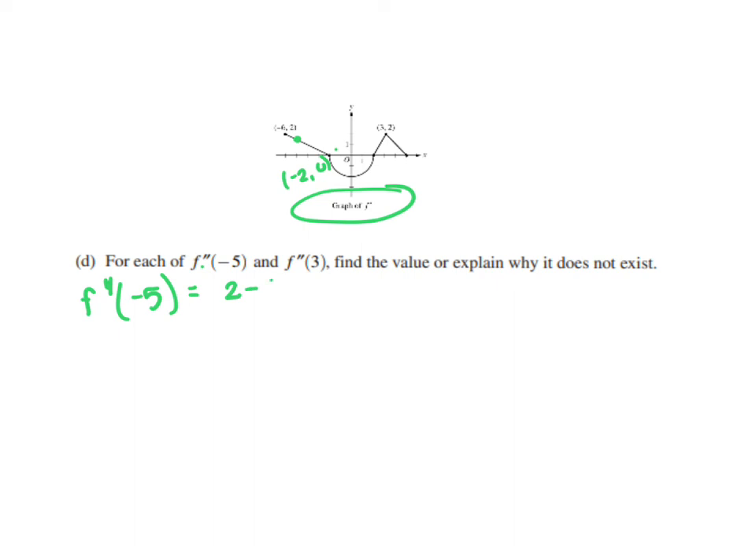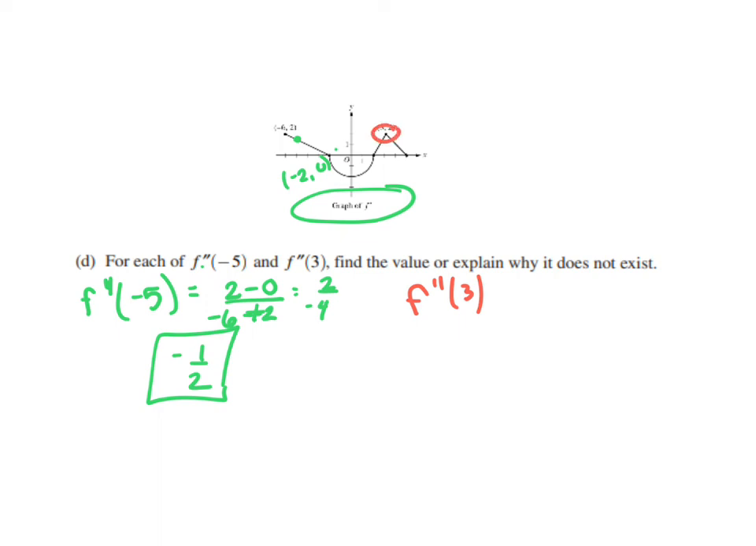I'm going to say that's 2 minus 0 all over -6 minus -2. So that's going to get me a 2 over -4. So I would say that has a f double prime value of -1/2. I now need f double prime of 3. Now your gut is going to give you the answer right away. And we're going to say clearly the slope there does not exist.